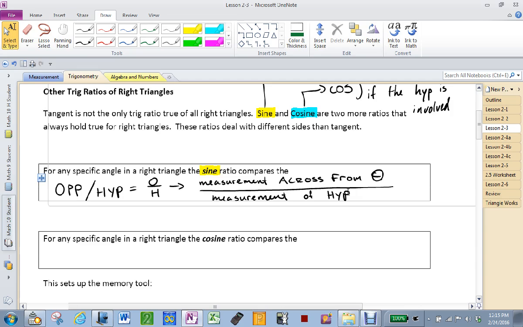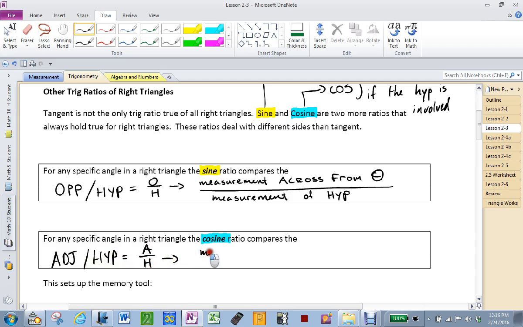2 of those are the same thing, aren't they? Which 2? The variable and the blank. All right. So you guys are smart kids. If sine uses opposite and hypotenuse, tan uses opposite and adjacent, what then must cosine use? Adjacent and hypotenuse, or A over H.